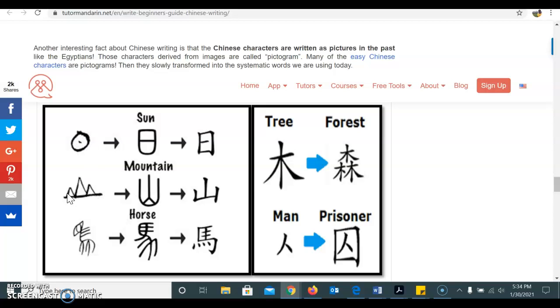The mountain looks like a mountain. And the horse looks like a horse. So when you're learning these characters, think of them as very simple images of the object. The sun is an image of the sun, and so on. That helps me immensely when I was learning Chinese. And now you can see another reason why Chinese is easy. Right here you have singular tree, then plural forest.